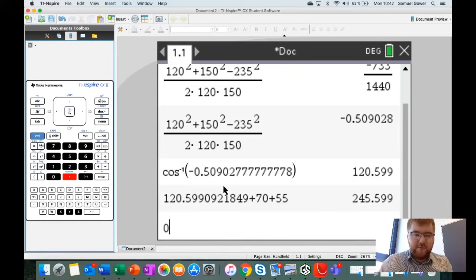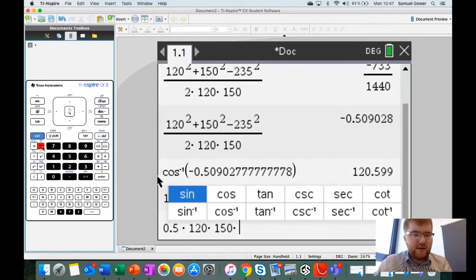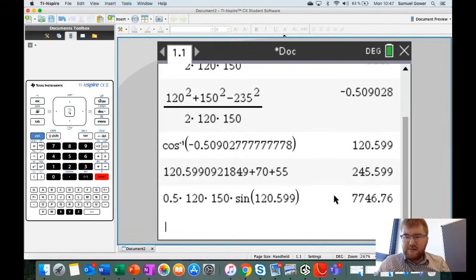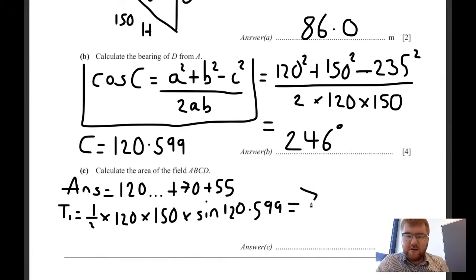So I'm going to use 0.5 times 120 times 150 times the sine of 120.599. And so I get this answer here, written down to as many decimal places. I should in the future make sure the amount of decimal places used is a bit longer, otherwise my answer will be slightly inaccurate. So I'll go back and write 7,746.76. Okay, so that was T1.